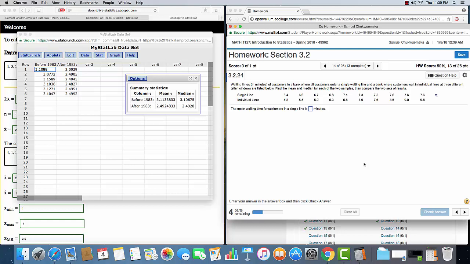Question 14. Waiting times in minutes of customers in a bank where all customers enter a single waiting line and a bank where customers wait in individual lines at three different teller windows are listed below. Find the mean and median for each of the two samples, then compare the two sets of results.